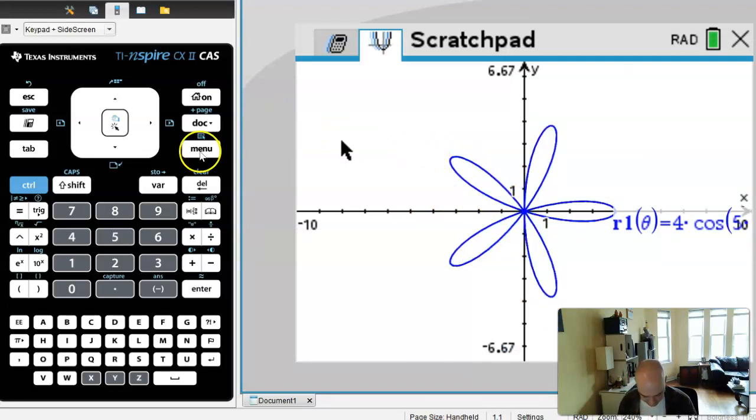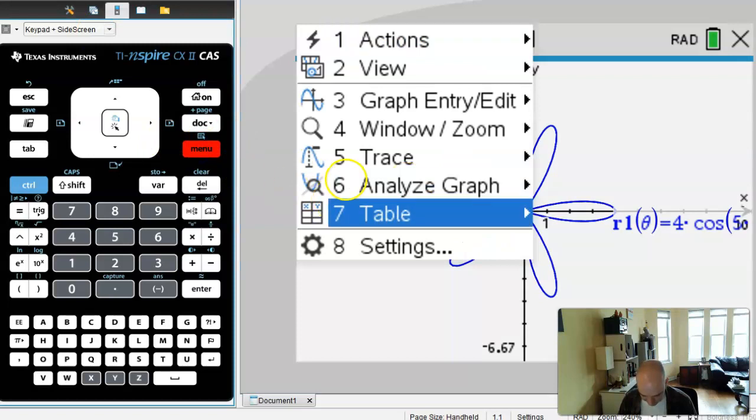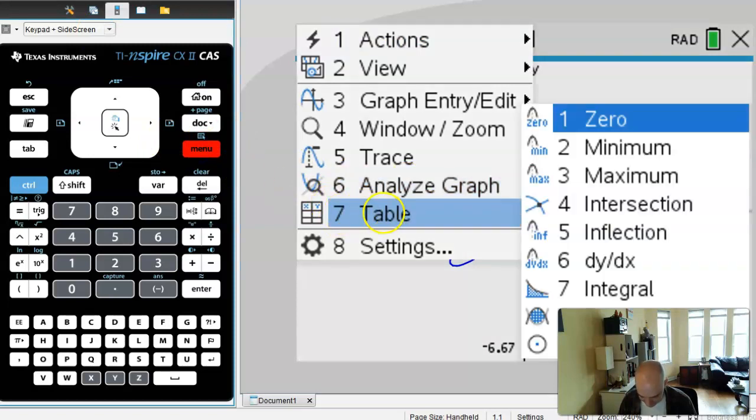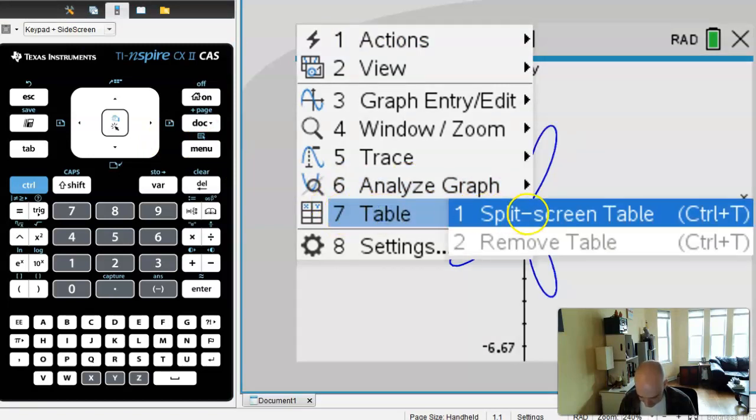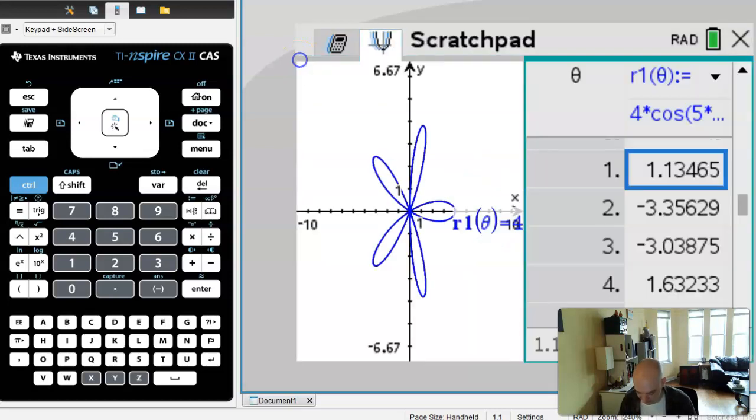Now to get the table, you have to do menu. Everything lives in menu in these, by the way. Menu 7, 1. And you can also do Control T. It'll squish the graph in and throw a table over here on the side. Now, if we're plotting these by hand, you'd copy these values in from the table, but there's a problem. This is 1 radian, 2 radians, 3 radians. We want pi over 12 in our table.